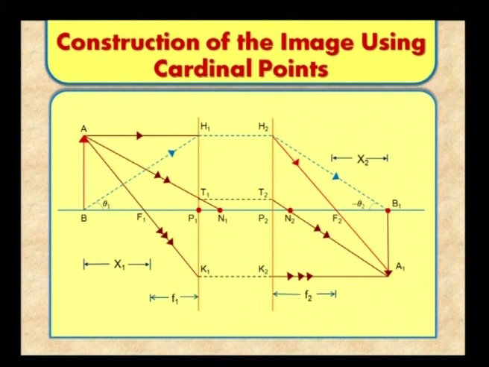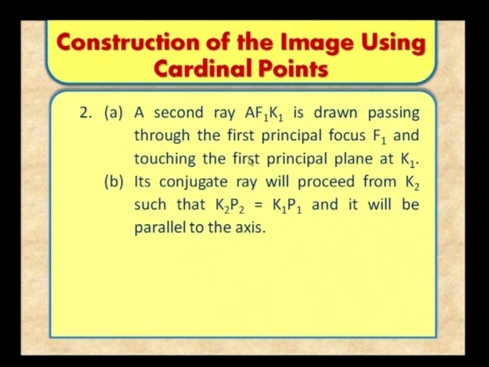What about K1 and K2? Similar to H1 and H2, K1 and K2 are also conjugate points. Then from K2 the light ray should go to the point A1. So, therefore, you have here a second ray AF1K1 drawn passing through the first principal focus F1 and touching the first principal plane at K1. Its conjugate ray, as I told you, K1 and K2, like P1 and P2, are conjugate points. So, the light ray will start from K2 such that K2P2 is equal to K1P1.